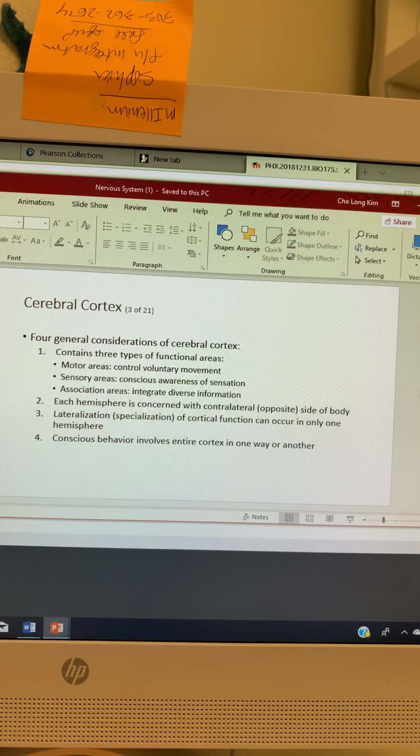Each hemisphere is concerned with the contralateral side. I don't know if you've ever heard this before, but the right side of the brain is in control of the left side of the body. The left side of the brain controls the right side of the body. Lateralization, or specialization of cortical function, can occur in only one hemisphere. Conscious behavior involves the entire cortex in one way or the other.